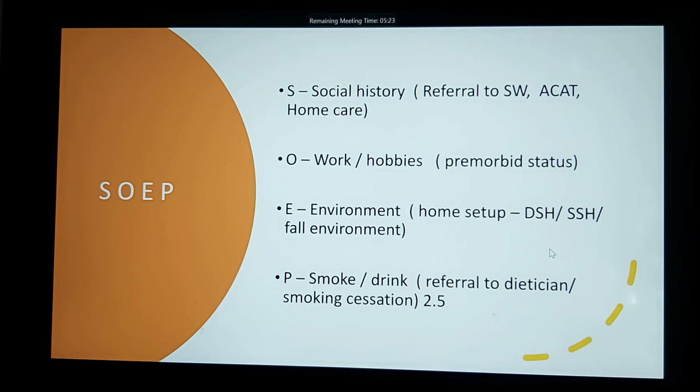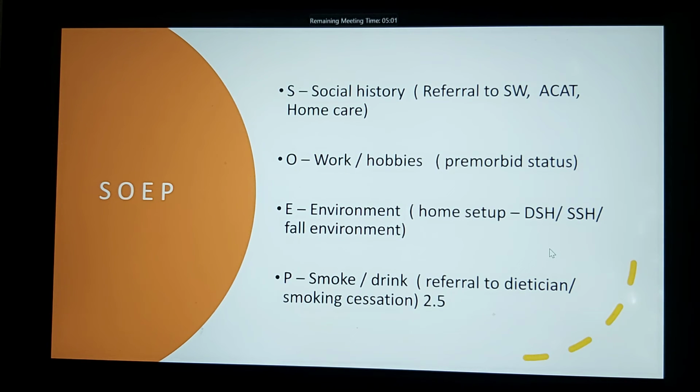Occupational history, very important to ask to form long-term goals. Like, what were you doing before? What work were you doing? Are you retired or working? What are your hobbies? And immediately when you ask these questions, they tell you so much about their personal self. There is rapport building as well, and right away you can form a goal. You plan a long-term goal there.